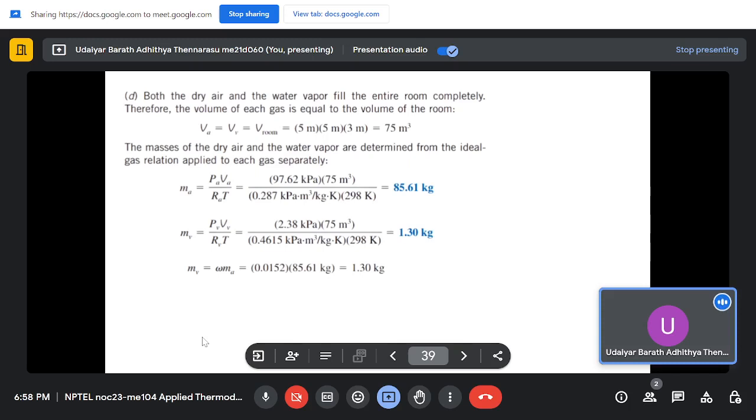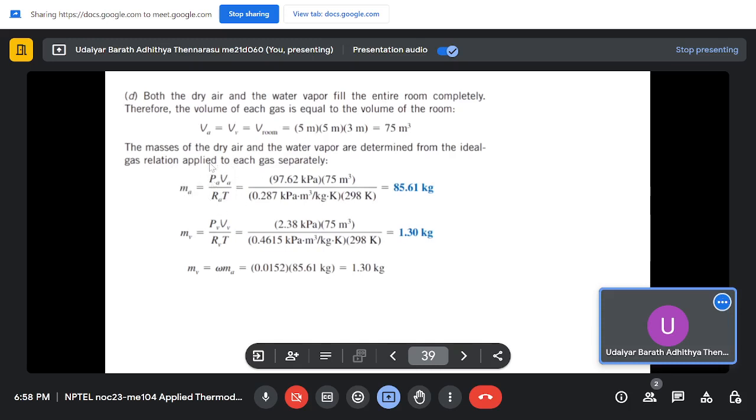So the last is to find out the mass of each component. The volume is the same for both air and water vapor. So volume is 5 into 5 into 3, which is 75 meter cube. Using the ideal gas equation, m_a is PV by RT.